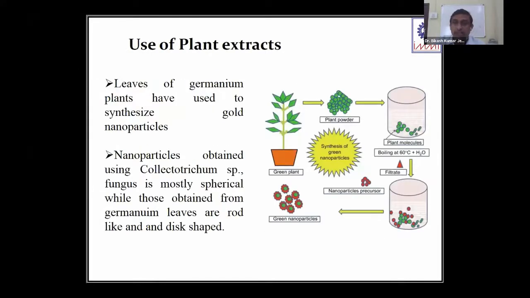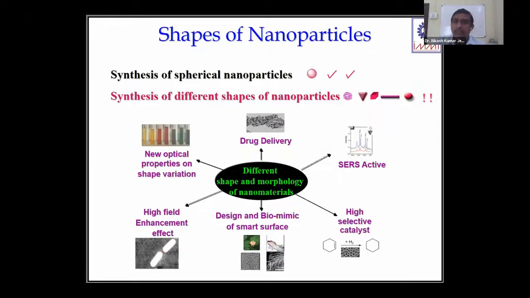I have also told you how plant extract is used. You can take any kind of plant stem and leaf, make a powder, and extract molecules which have the capability to reduce the metal precursor to nanoparticles. That is again a green synthesis way of producing nanoparticles. So that's the story about how we can synthesize nanomaterials. It is already well established.